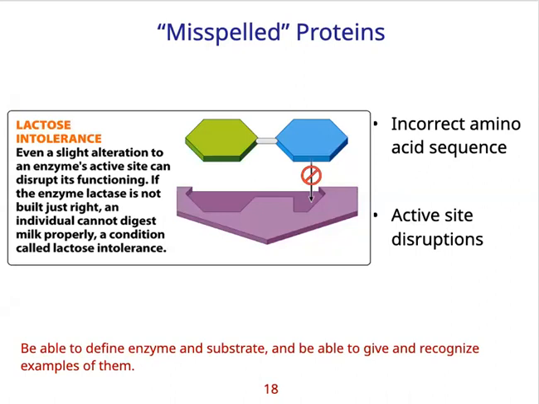Misfolded proteins can occur when the sequence of amino acids is incorrect. If the enzyme is altered even the slightest bit, that may lead to a change in the active site, and the enzyme may no longer be functional. Slightly modified non-functional proteins or enzymes are responsible for a large number of diseases and physiological problems.